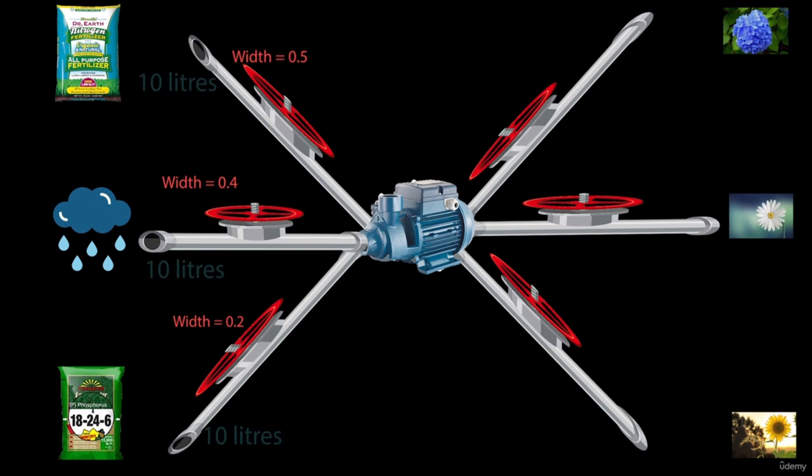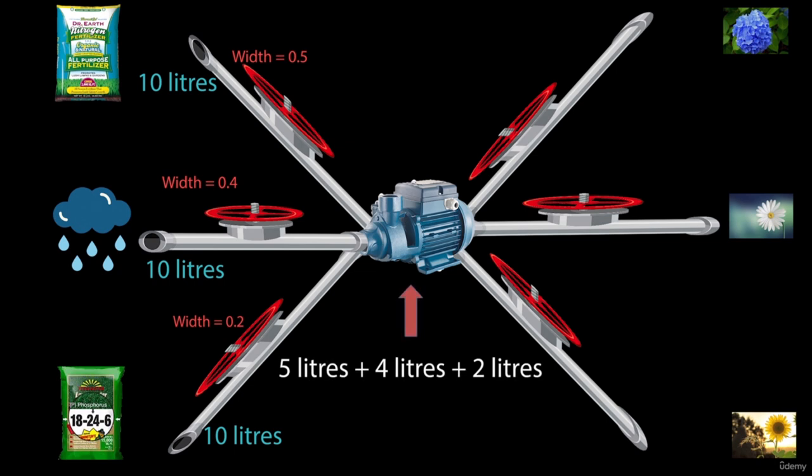So if on a Monday, 10 liters of each water inputs into each pipe, we would get 5 liters of nitrogen-rich water, 4 liters of normal rainwater, and 2 liters of phosphorus-rich water going into the blue gizmo. From this point, 5 liters, 4 liters, and 2 liters are added in the blue gizmo. So this equals 11 liters. Since this amount is high enough, it lets the mixed water pass through. From this point, the water is distributed.